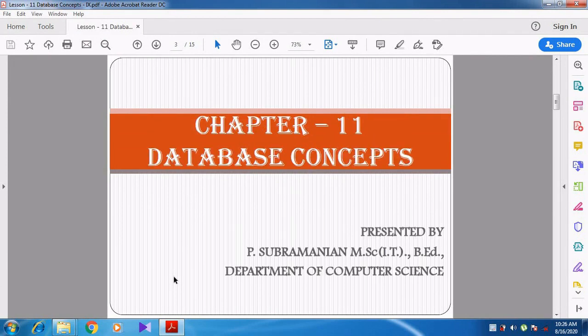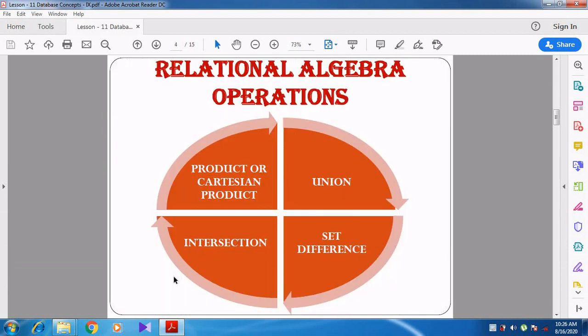So in this video we are going to see the last topic in chapter 11, database concepts. The last topic is relational algebra operations. There are 4 different relational algebra operations. What are they? The first one is union. The next is set difference, and then intersection, product or Cartesian product.